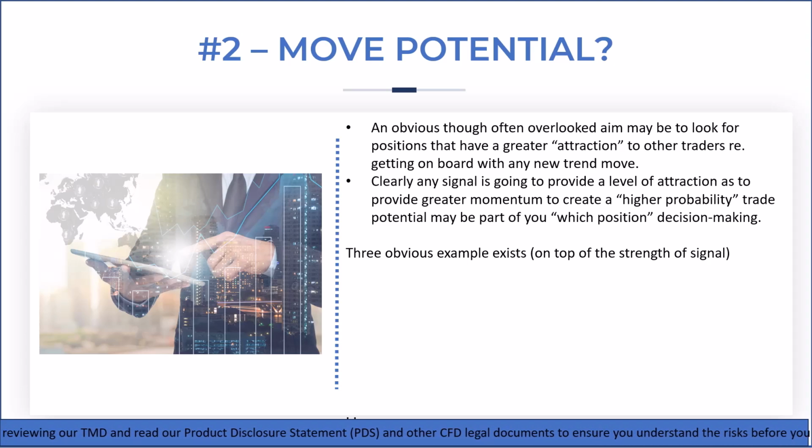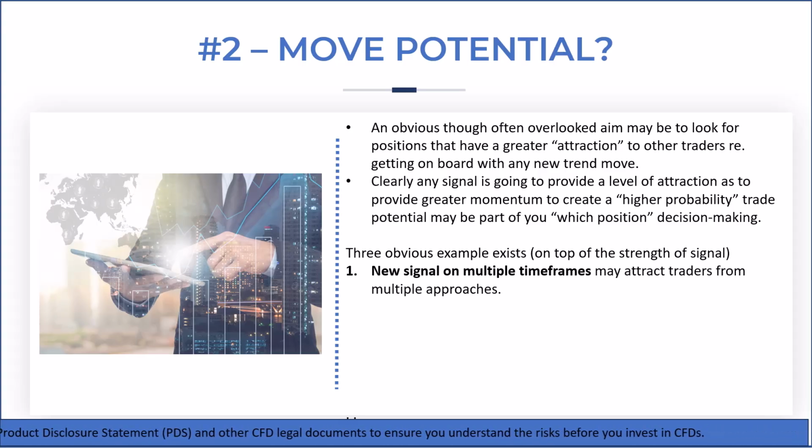Again, you can use an ATR multiple perhaps, or something of that ilk, or simply a number of pips or points if you're trading indices. So the more attractive the upside potentially is, the more traders it's going to attract. That increase in attraction of traders is going to increase momentum, which ultimately, of course, may help price move in your direction. On top of that, a new signal on multiple timeframes may attract traders from multiple approaches.